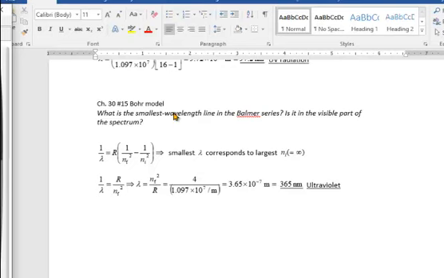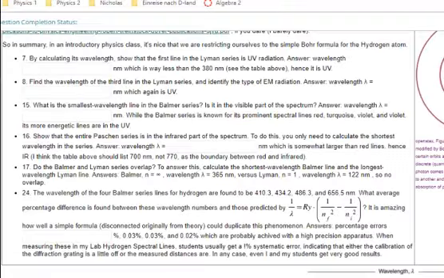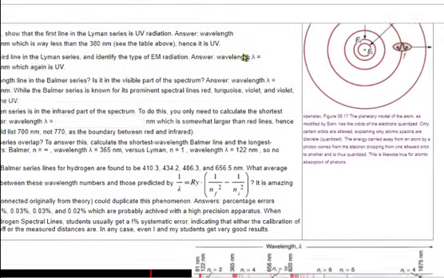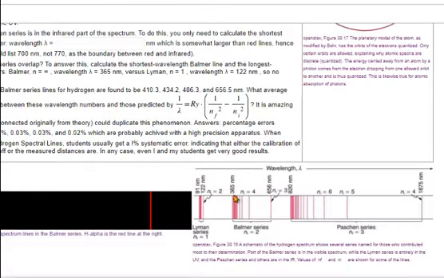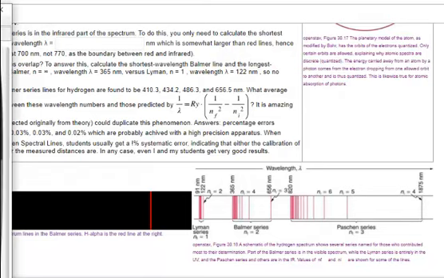What is the smallest wavelength line in the Balmer series? So for the Balmer, it jumps down to the second orbit, and the smallest wavelength line, I'm going to go back over here, would be actually this one here, so we ought to come up with 365, and that's when it jumps from a very high orbit. So I have to compute that.